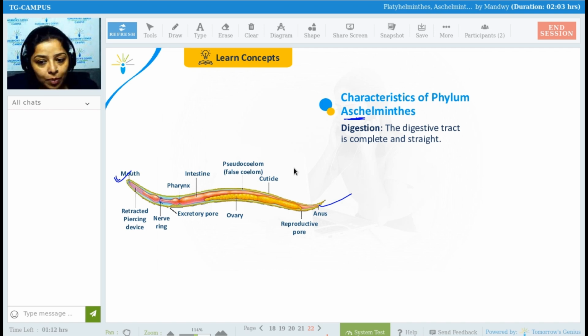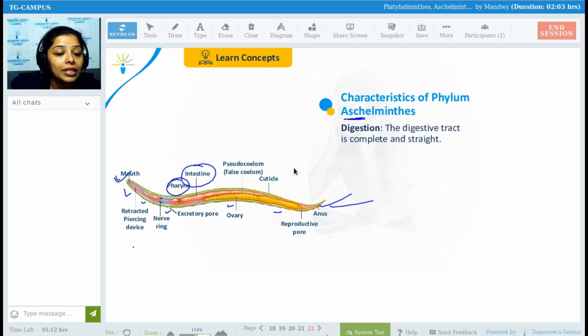So how does the digestion take place? As they have a complete digestive system, they have openings of mouth and anus. Along with that, they have a muscular pharynx and intestine. These structures secrete the digestive enzymes, and slowly, stage by stage, they digest the food and excrete out the waste. Clear? Okay.